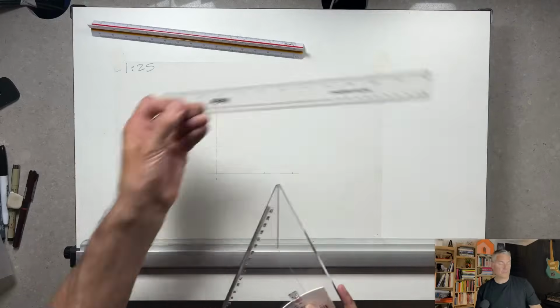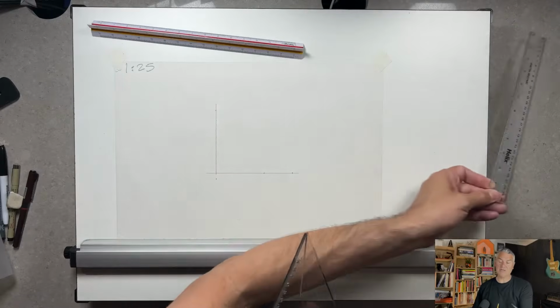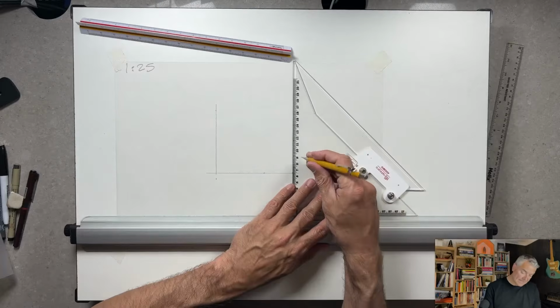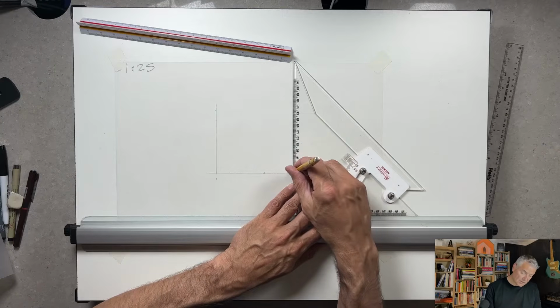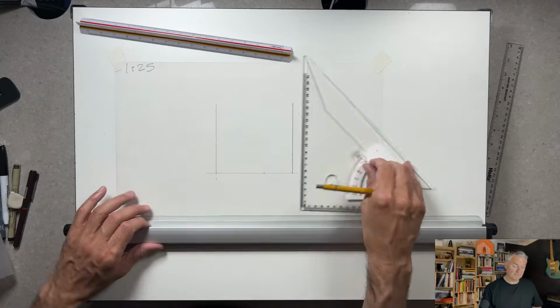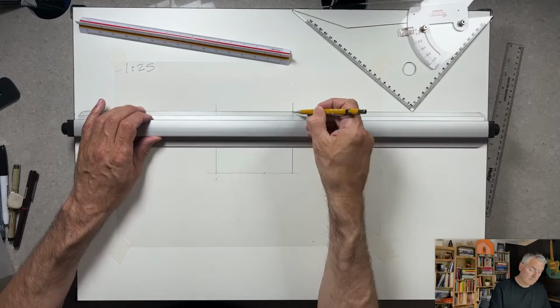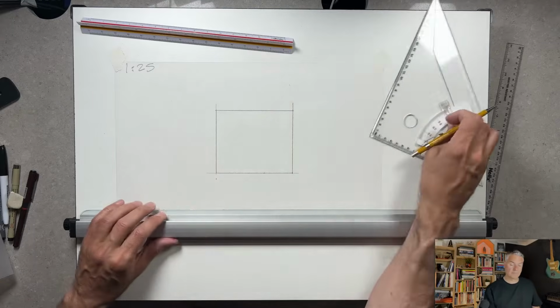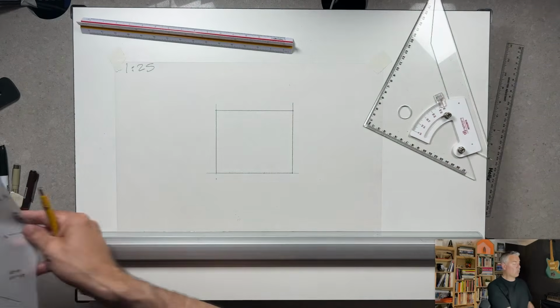I can get rid of this ruler now. I was only using it because I didn't want you to get confused about the scale ruler. Now we've set it out, we are in 1 to 25. So there is our back wall.